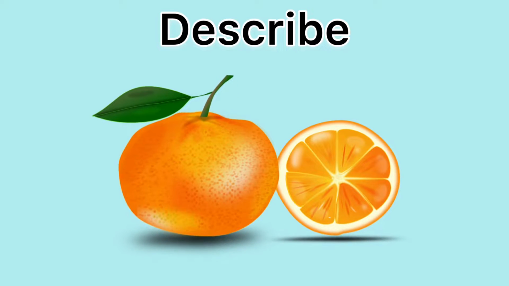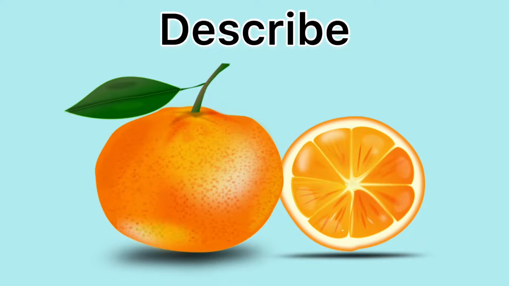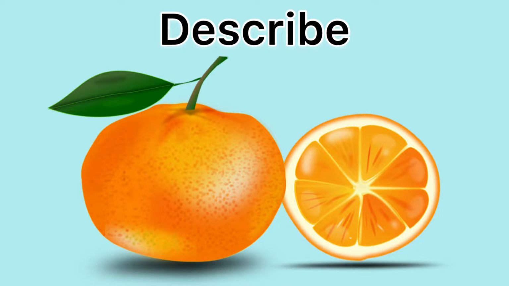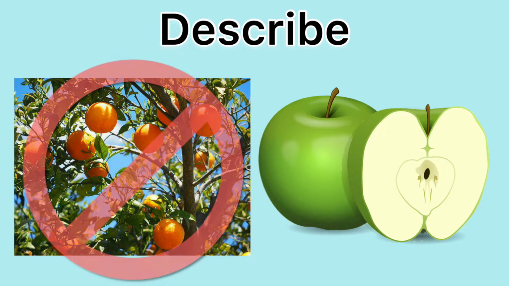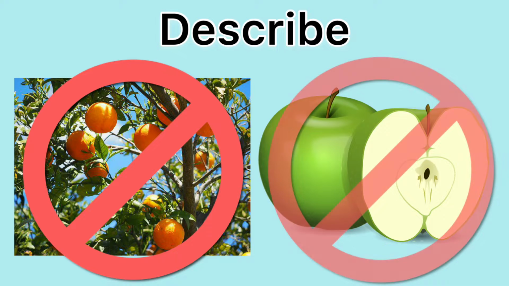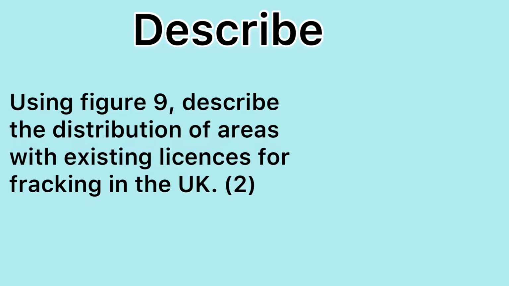That's explaining. For example, if you were to be asked to describe an orange, you would talk about its color, texture, shape, or taste. You wouldn't explain the specific growing requirements or how they're different to an apple. Let's look at an example.